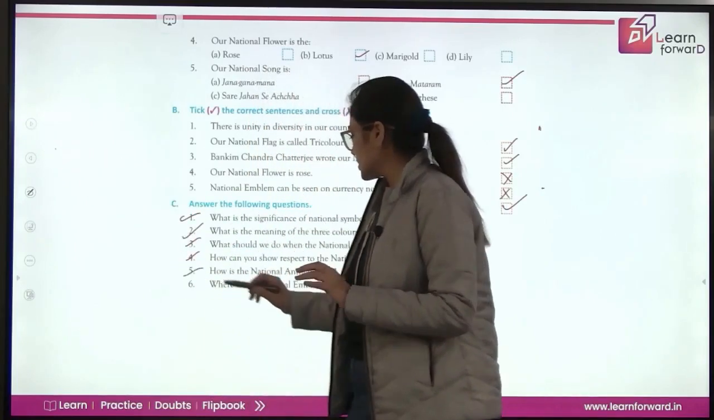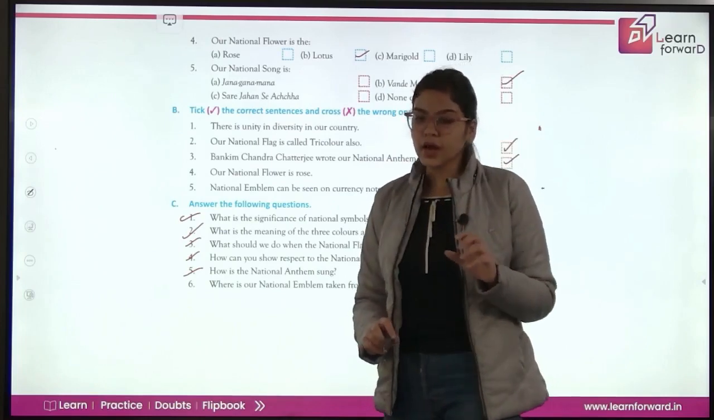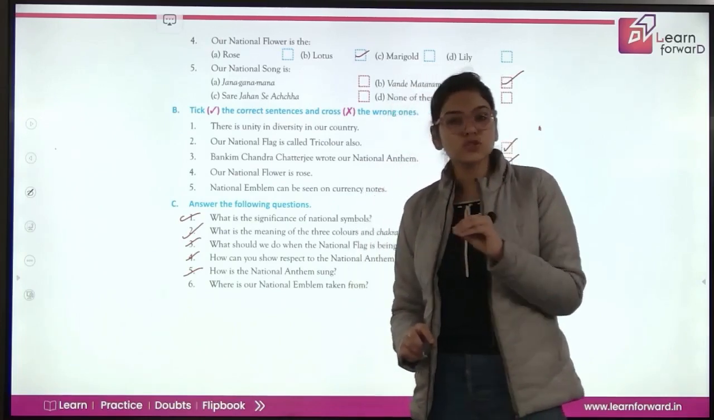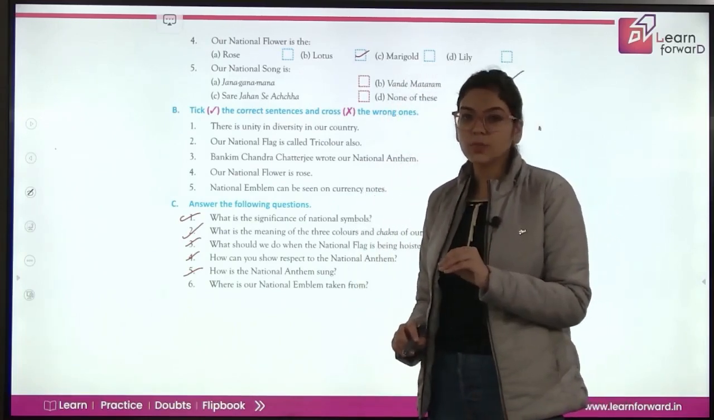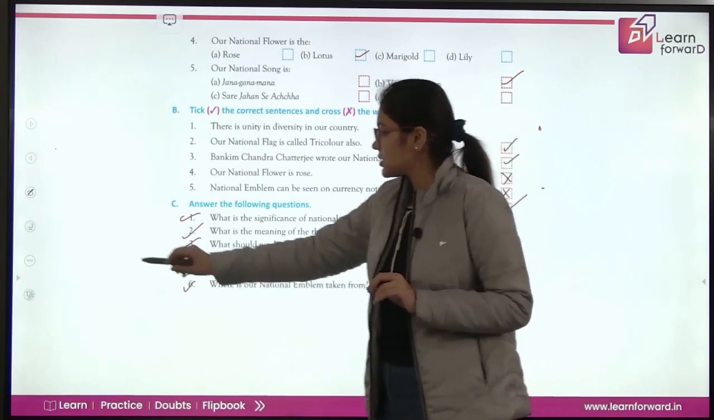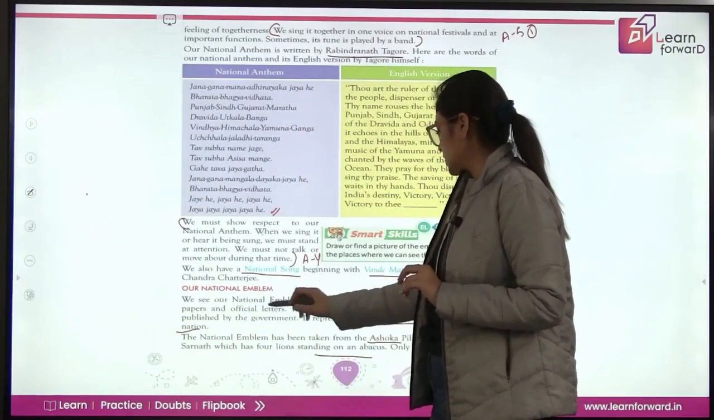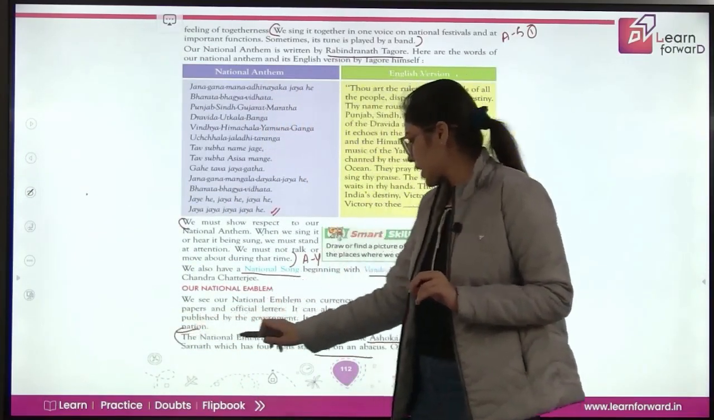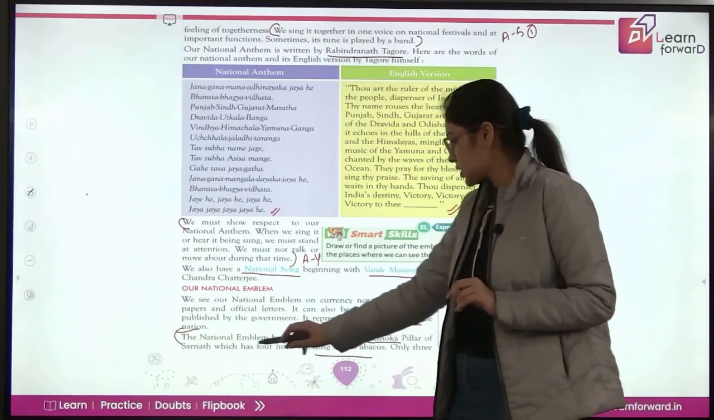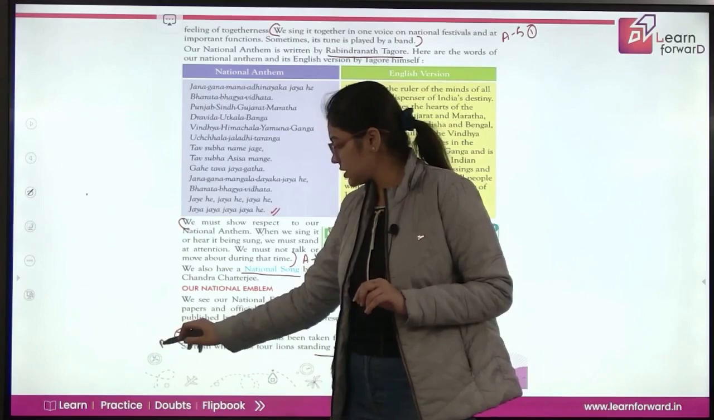Now, question number 6. Where is our national emblem taken from? Our national emblem is taken from the pillars of Ashoka which are built at Sarnath. You will also get this answer here. The national emblem has been taken from the Ashoka pillar of Sarnath, which has 4 lions standing on an abacus. So, this is your answer number 6.